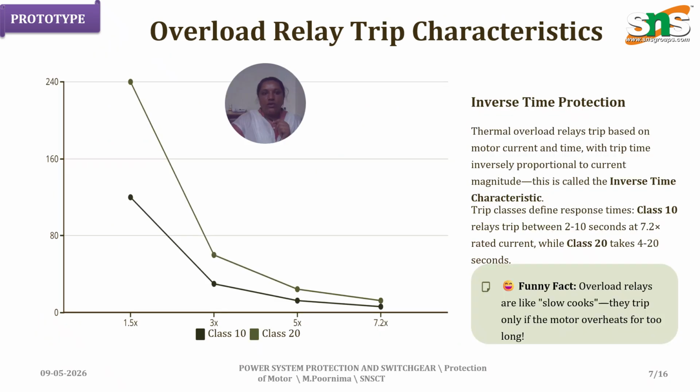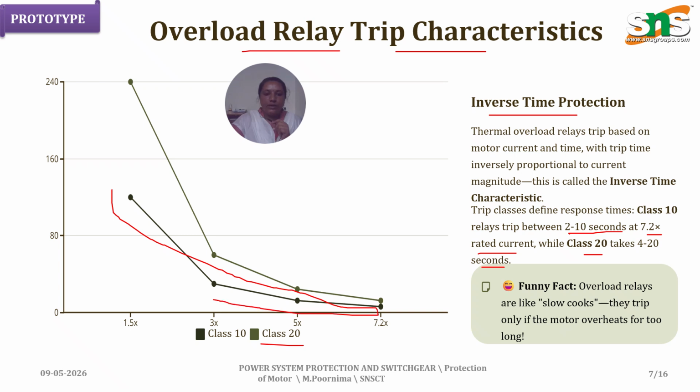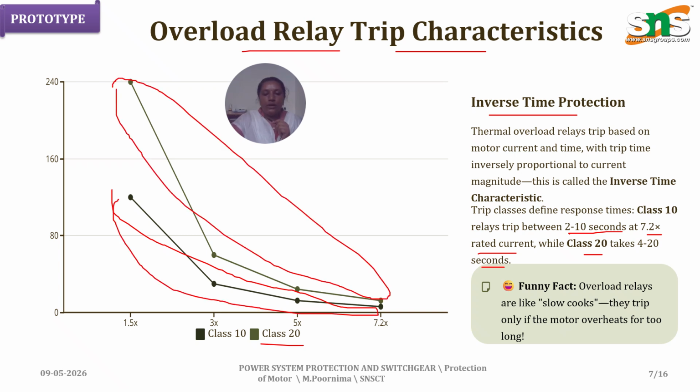Now coming to the overload trip relay characteristics, we have inverse time characteristics. We have class 10 and class 20. For class 10, the relay tripping time is between 2 to 10 seconds at 7.2 times rated current. Coming to class 20, it takes 4 to 20 seconds. So we can see the difference between class 10 and class 20, how fast each one trips and its timing.